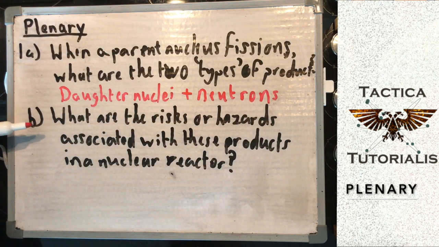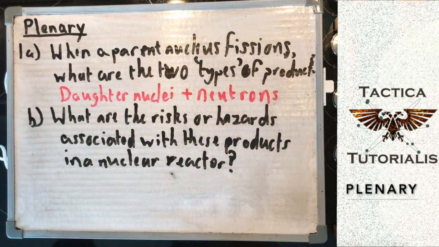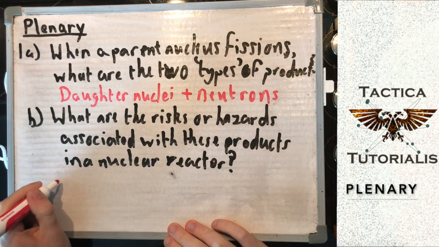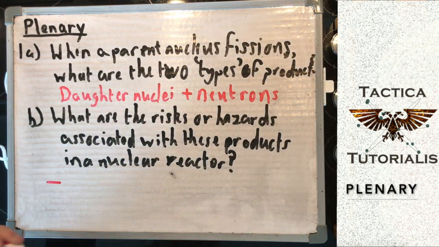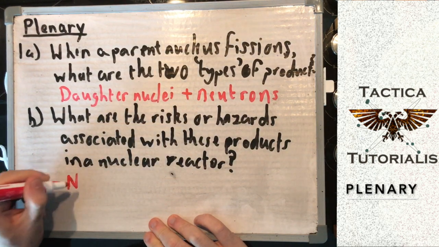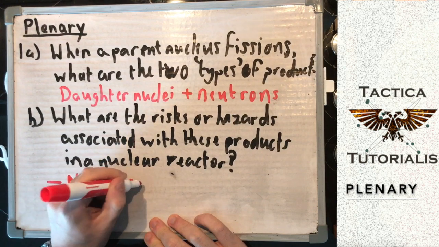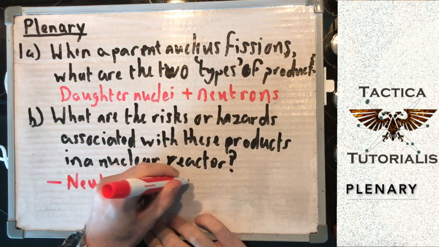So the risks or the hazards, well, there's actually one each. On a sort of baseline level. And for a start, we'll go with the neutrons because I think this is the one you'll have picked up. The neutrons can cause a chain reaction. Neutrons do cause, not can cause, do cause a chain reaction.